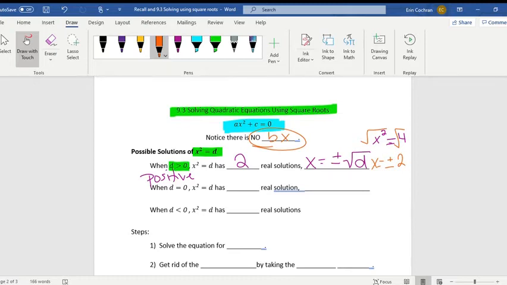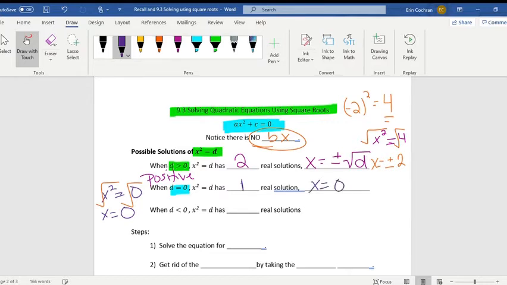Because think about this. If I plug in a positive 2 and square it, I get a positive 4. If I plug in a negative 2, negative 2 times negative 2 is again a positive 4. Okay. Now, when d equals 0, so if we have an example of x squared equals 0, when I go and take the square root of both sides, are we going to have a positive 0 and a negative 0? No, 0 is just 0, so x would equal 0. So we're only going to have one real solution, and that real solution is 0.